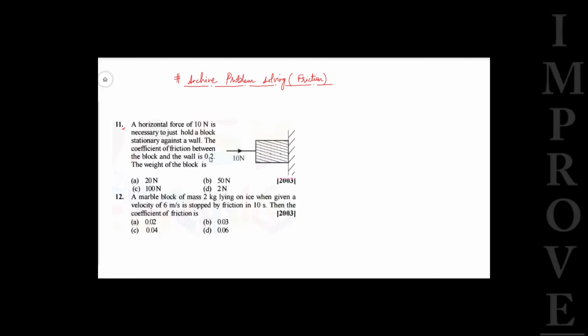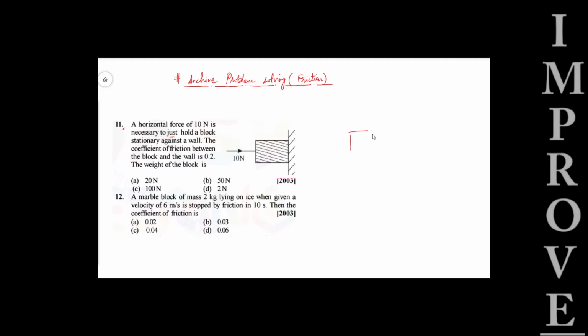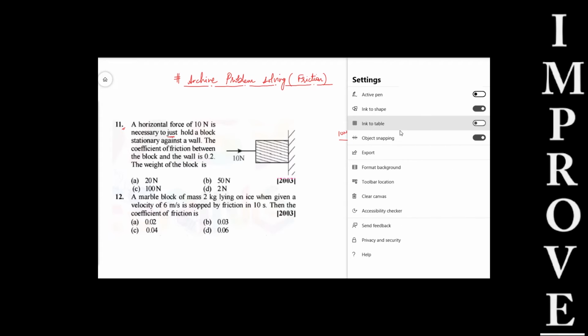A horizontal force of 10 Newton is necessary to just hold a block stationary against a wall. The coefficient of friction between the block and the wall is 0.2. The weight of the block is, so they are saying just hold the block. So in this case the maximum friction is going to act. Okay, so this is 10 Newton.